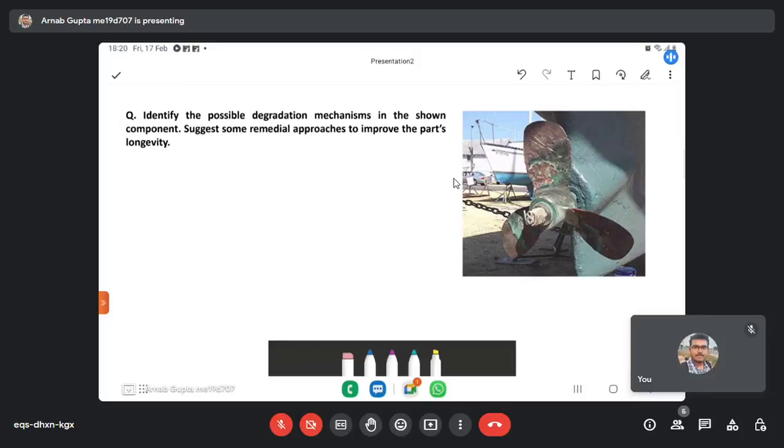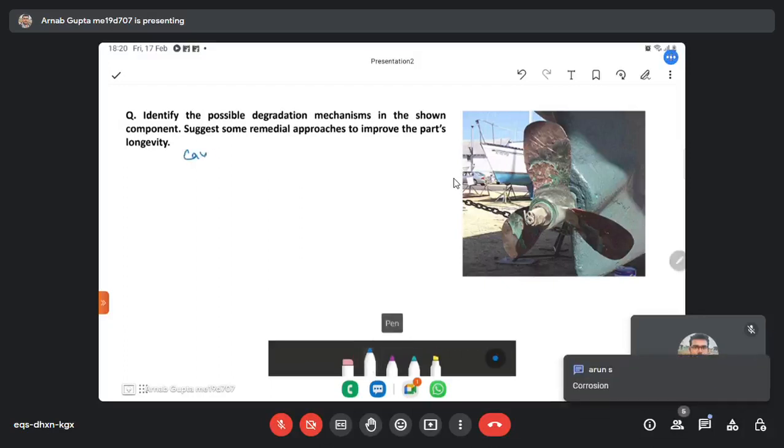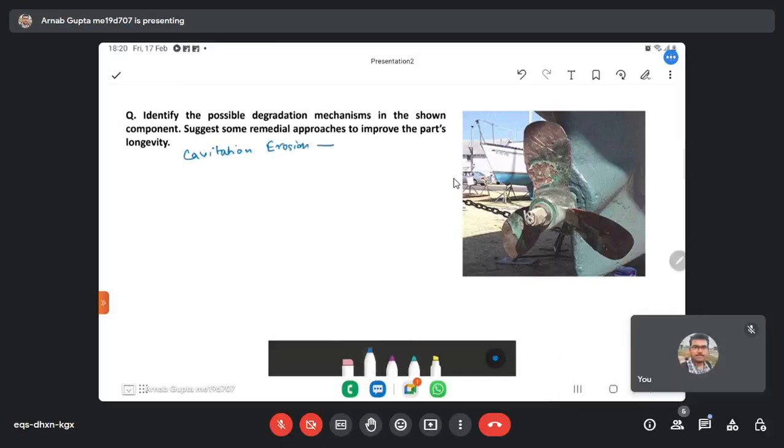What are the possible degradation mechanisms that you can think of? Cavitation erosion. Okay. Why does it occur? So due to the presence of fluids, the material will be eroded, so the material will get corroded. So is the liquid phase responsible for cavitation?